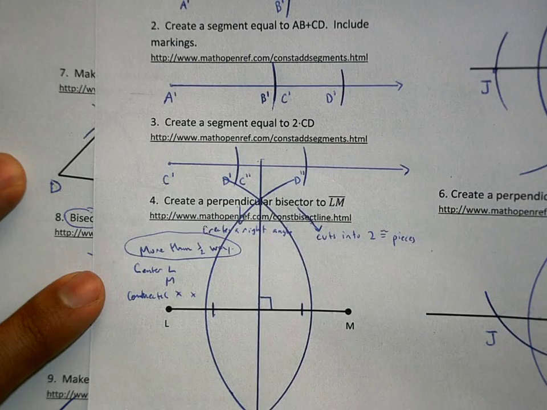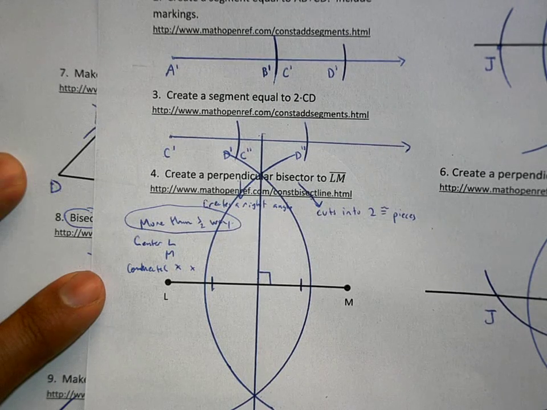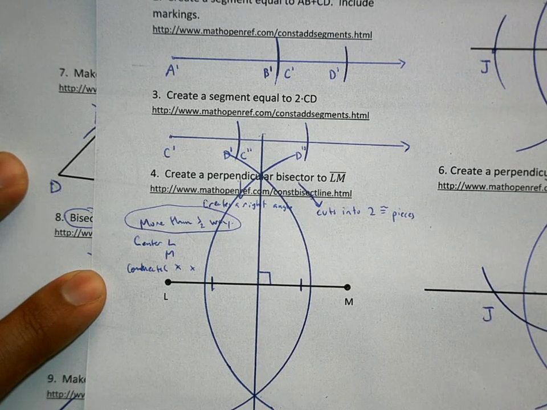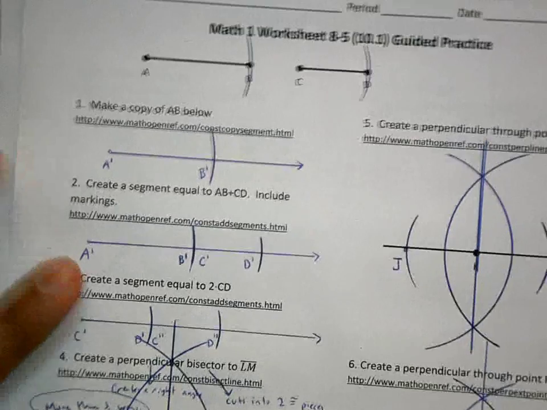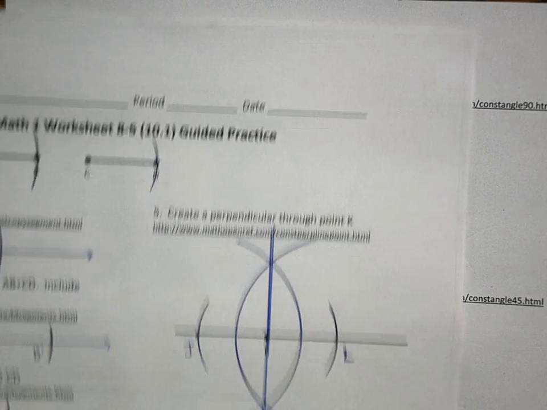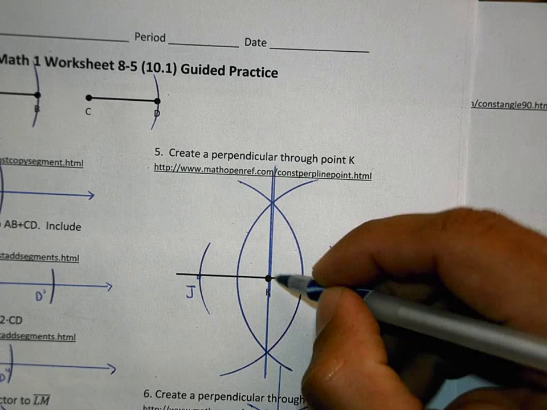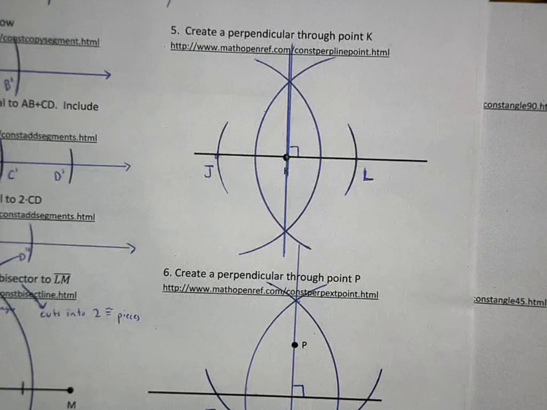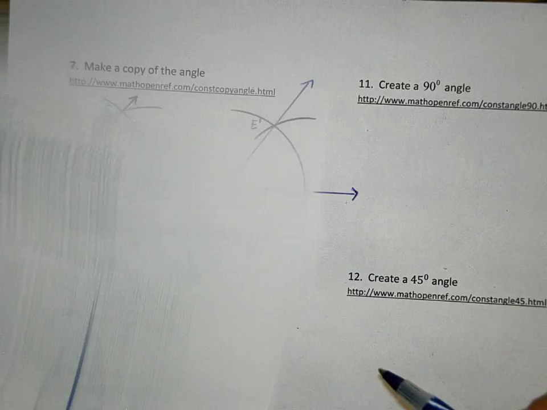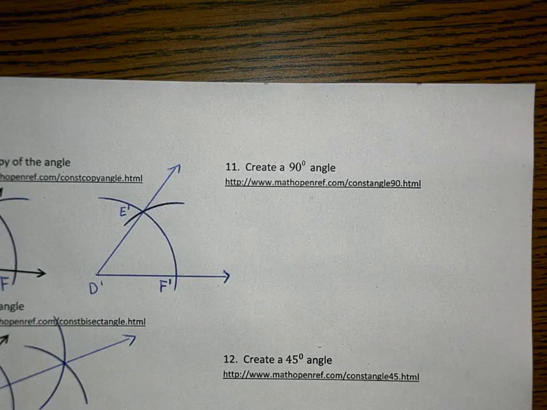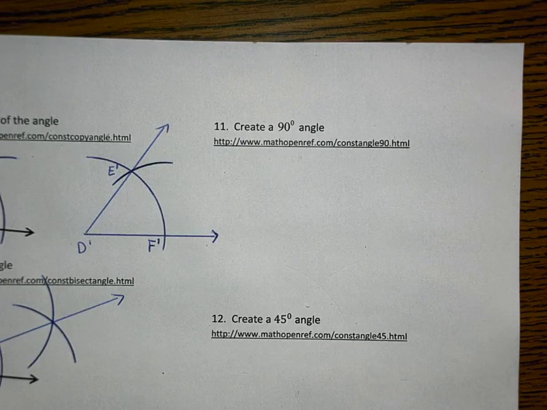How do you know something is 90 degrees? You've already done it from, let's say, number 4. Did we create a 90-degree angle there? Did we create a 90-degree angle on number 5? This is supposed to be a perfect 90-degree angle. Did we create a 90-degree angle on number 6? So if it asks you to create a 90-degree angle, then that's what you're going to do.